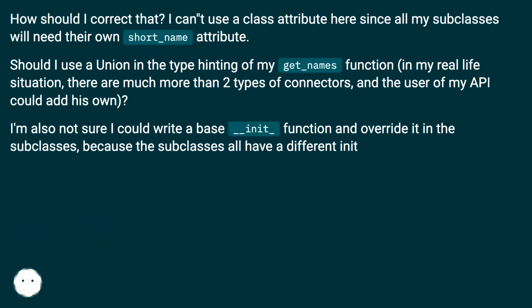How should I correct that? I can use a class attribute here since all my subclasses will need their own short_name attribute. Should I use a union in the type hinting of my get_names function?